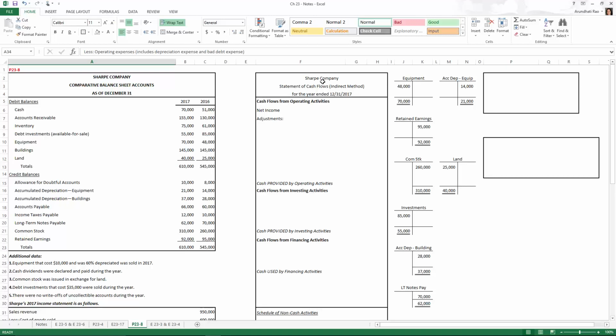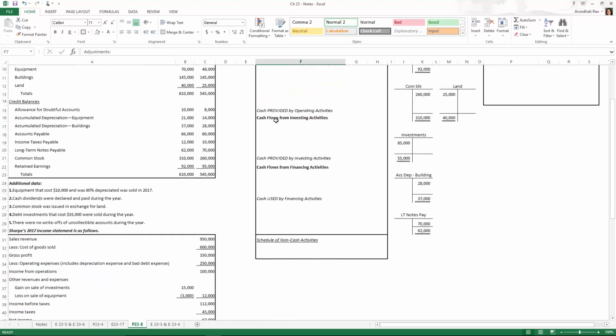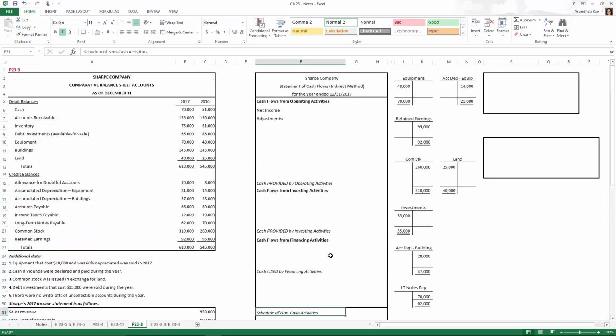So we are going to prepare the statement of cash flows using the indirect method for Sharp Company for the year ended December 31st, 2017. We have our 3 sections: operating, investing, and financing. Operating activities, we're going to start with net income and work our adjustments. And at the very bottom, we're going to have the change in cash. I also have listed a schedule of non-cash activities. If we have any, we will have that information down here.